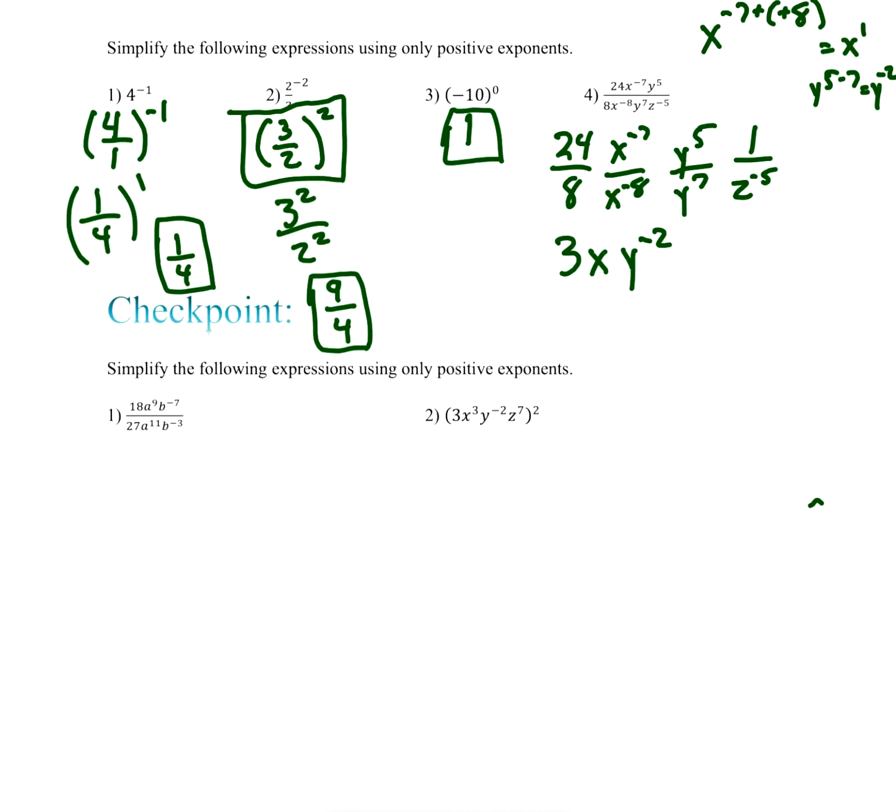And then if I look at 1 over z to the negative 5th, I have a negative exponent, so what am I going to do? I'm going to flip that base, so what that becomes is that z just comes through the numerator, and it'd be positive 5. We're not completely simplified yet, because that y is raised to a negative exponent. We have to make that a positive exponent. So how do we do that? We have to flip the base, so the y is in the numerator now, it goes into the denominator. So our fully simplified answer using positive exponents would be 3 times x times z to the 5th over y squared.